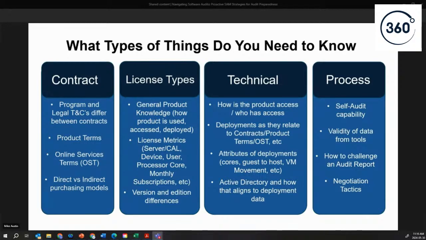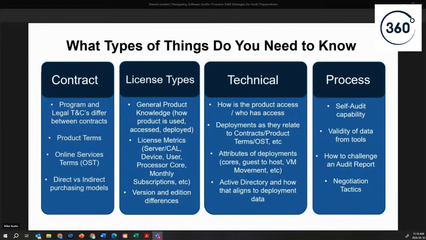You also have to understand the technical sides of it, right? Because a lot of software is based on access, not use. Okay, so what does that mean? So in a user product, does the user have access to it?